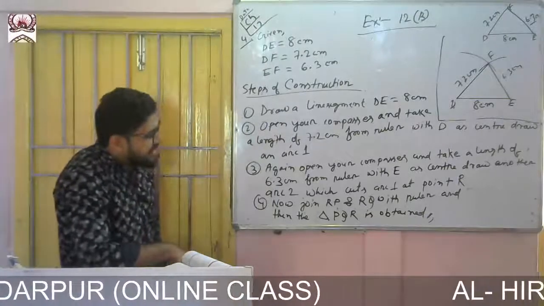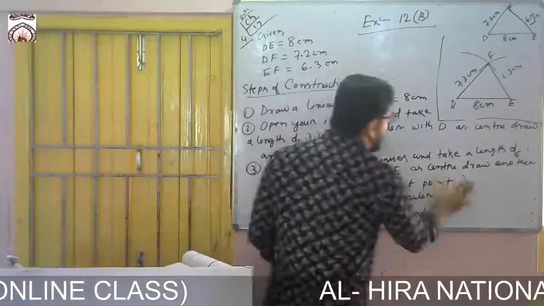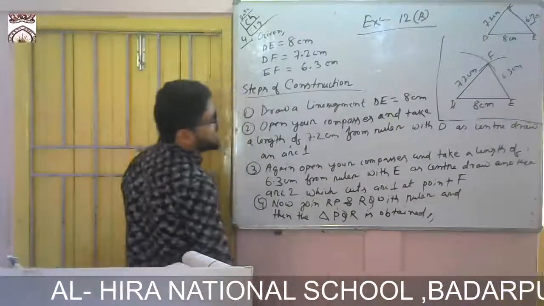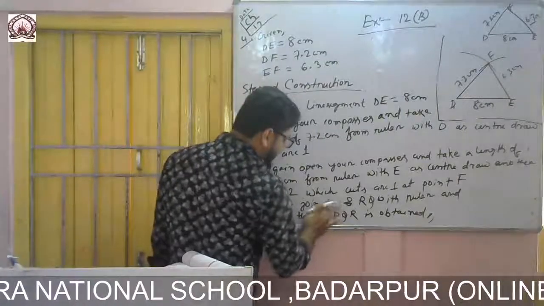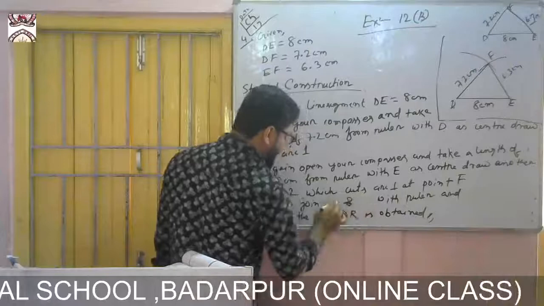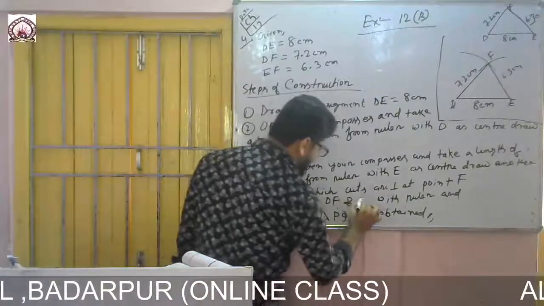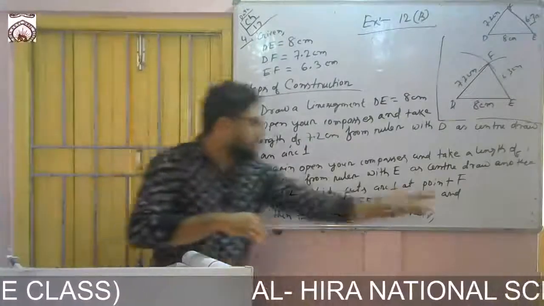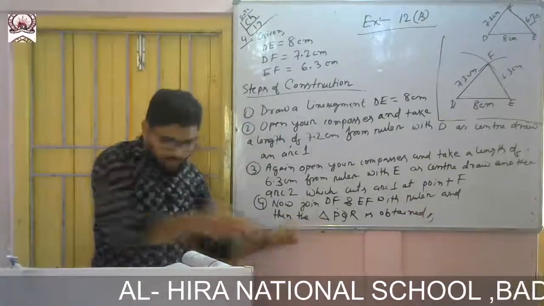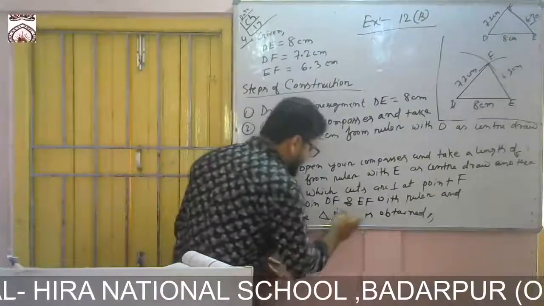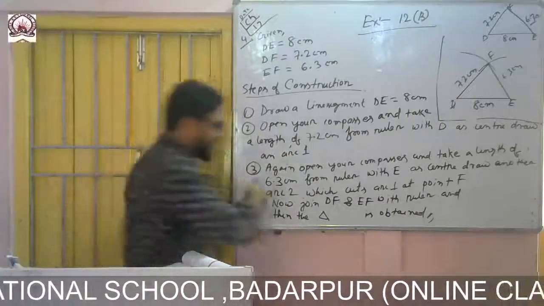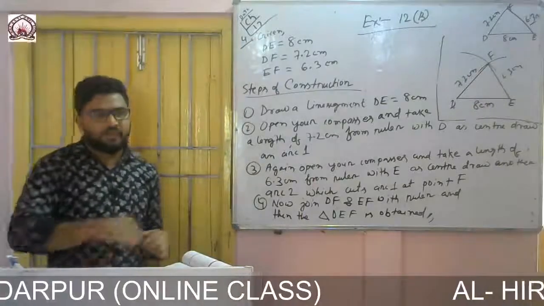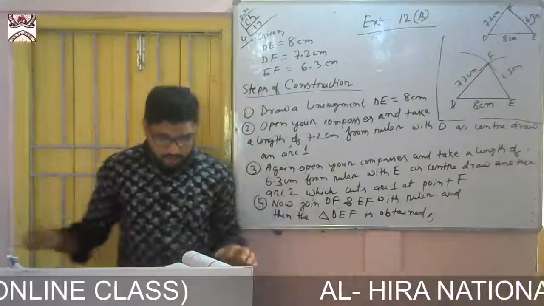which cuts arc 1 at point F. Now join DF and EF with your ruler, and then the triangle DEF is obtained. So very easy. The triangle DEF is obtained.